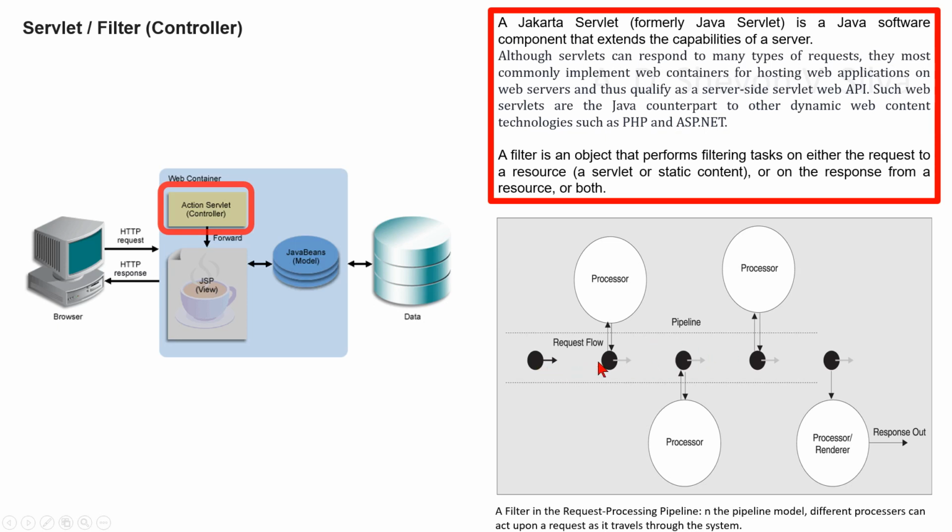Here you can see the request flow, and this is the pipeline here. Here the request flow interacts with processors, and here the request interacts with a processor and renderer and provides the response out.